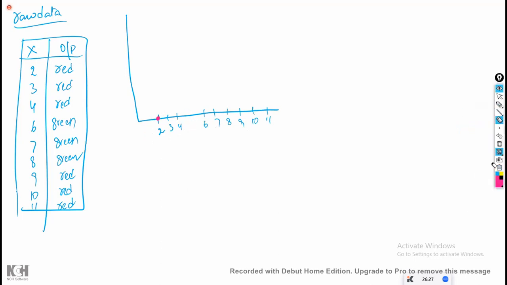Remaining data points are there, out of which these 3 of them are red color data points, and this one also red color data points. And in between these 3 of them are green color data points. This is the scatter plot for the given data. Up to here it is okay.